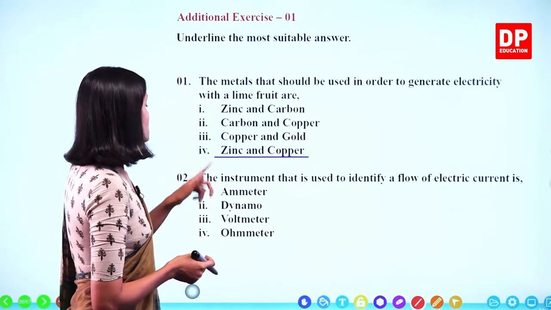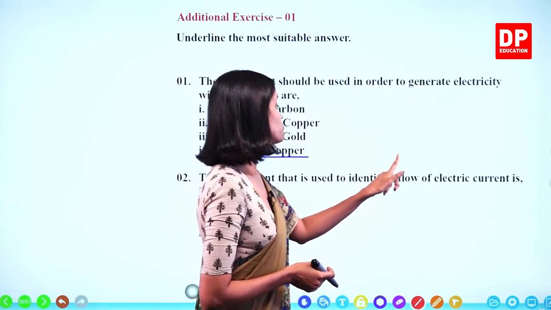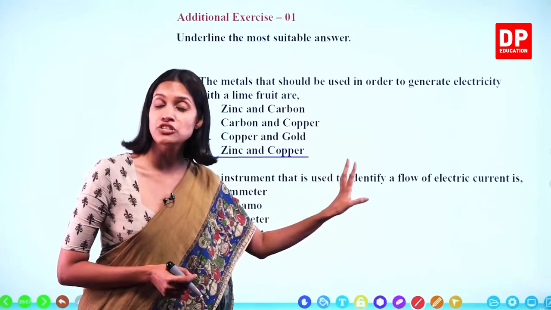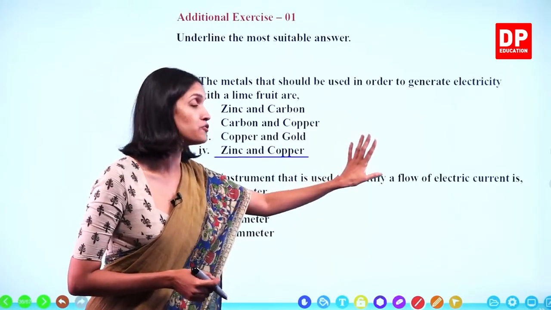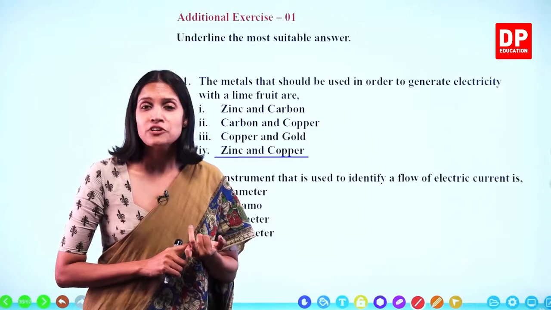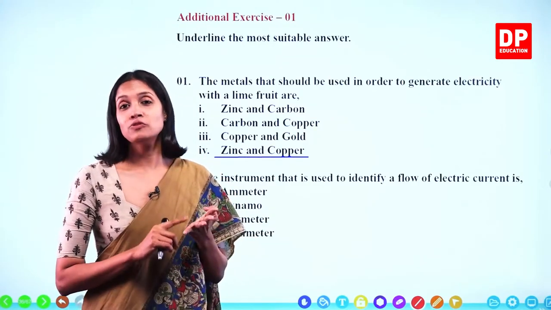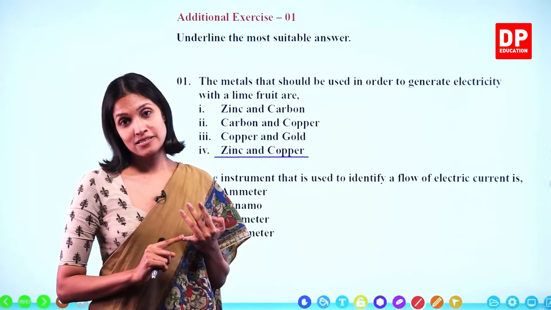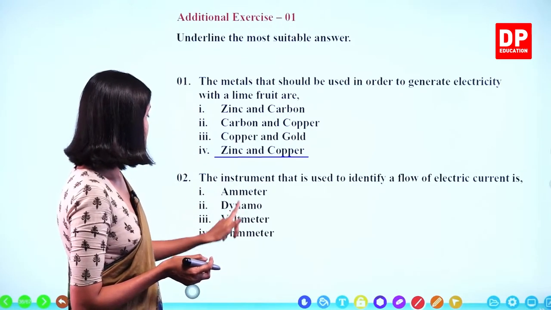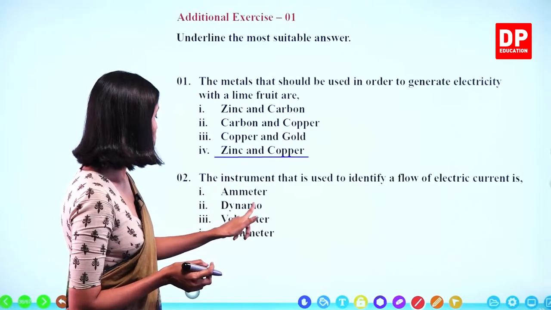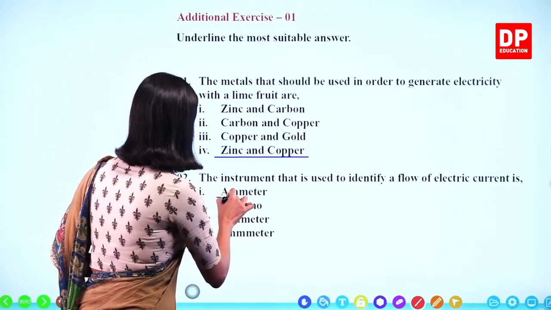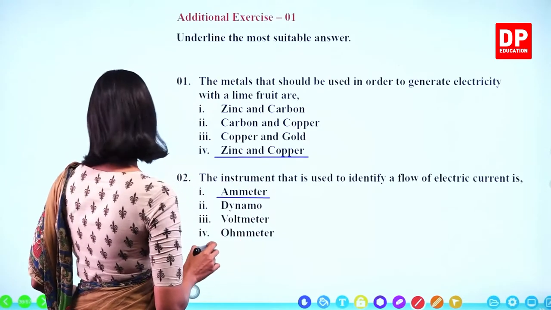Number 2. The instrument that is used to identify a flow of electric current. We learned about 3 different types of instruments that we can use to identify a flow of current. Ammeter, galvanometer and milliammeter. So galvanometer and milliammeter can be used to identify small electric currents, right? And ammeter is a kind of large electric currents. So the answers: ammeter, dynamo, voltmeter, ohmmeter. So the answer is ammeter. Right.